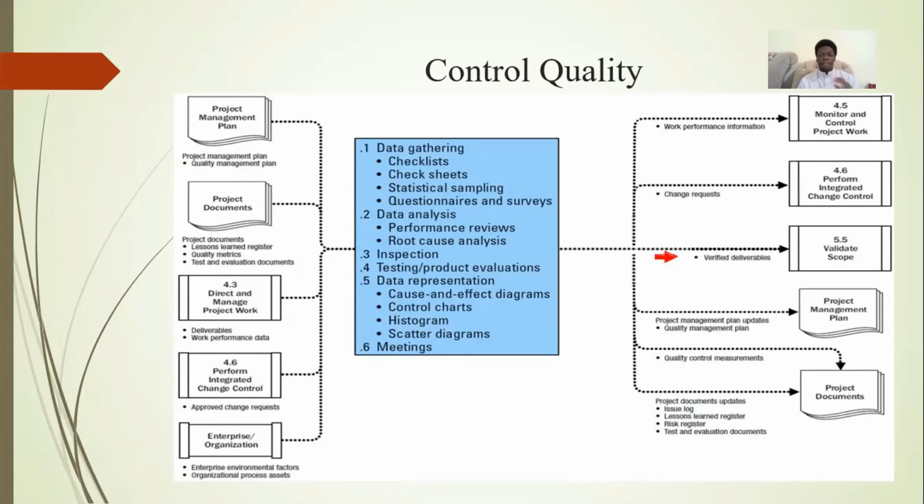to the validated scope. The difference between control quality and validate scope is that validate scope is concerned about accepting the work that was delivered. The control quality is concerned about the correctness of the deliverables that have been delivered to the stakeholders. They can go in parallel, but usually we should do the control quality and then the output will be sent to the validate scope. Next.